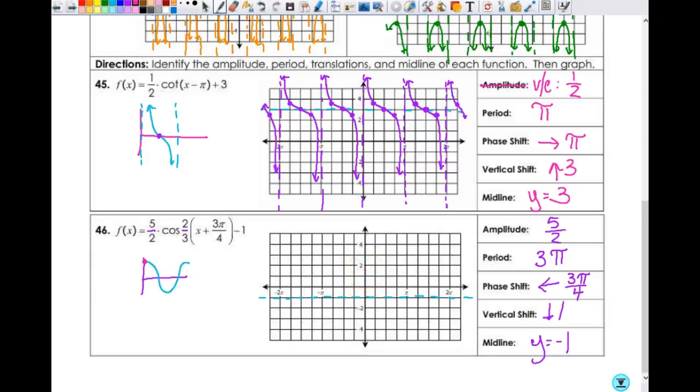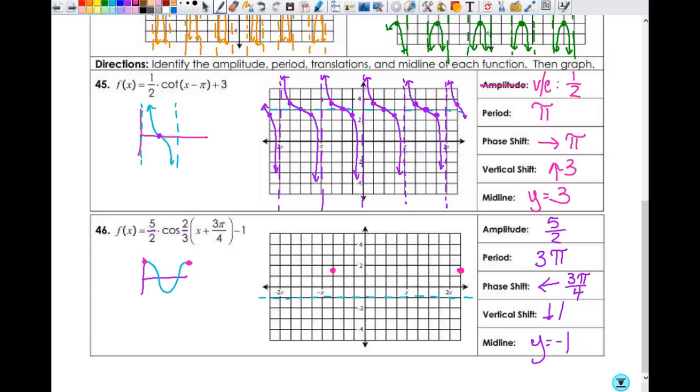But then I have a phase shift to the left 3 pi fourths. So that's 1, 2, 3 pi fourths. And I'm right there. So that's this point. The end of the period has the same y value. So this is my same y value, but it has to be 3 pi away. Well, here's 1, 2, 3, 4, that's pi. And then 1, 2, 3, 4, that's 2 pi. 1, 2, 3, 4, that's 3 pi. There's the end of my period.